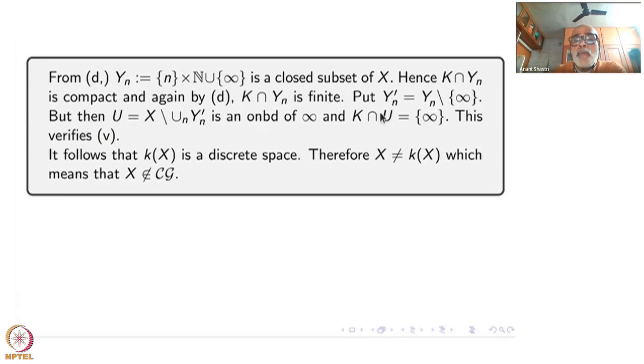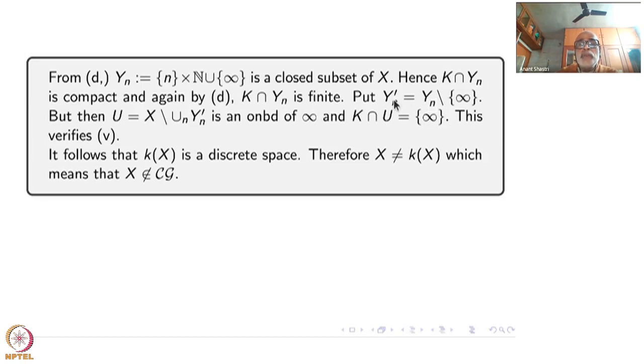Now take Yn prime as Yn minus infinity. Throw away infinity, so now you are inside N × N. But then this U, which is equal to X minus all the Yn primes, is an open neighborhood of infinity. Moreover, K intersection U is just infinity. See, what I did: I took the compact set K, intersected with each Yn, and that is a finite set. Take Yn prime as Yn minus infinity, so throw away the infinity.